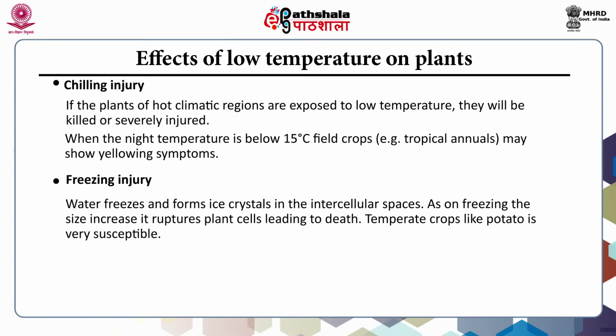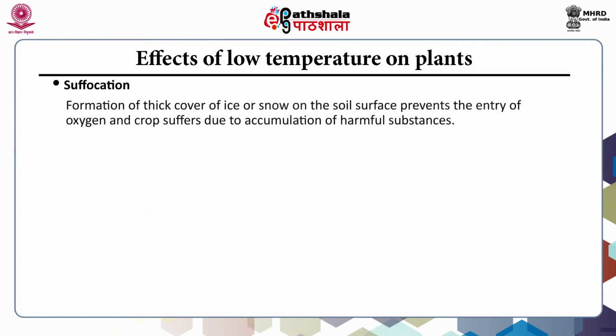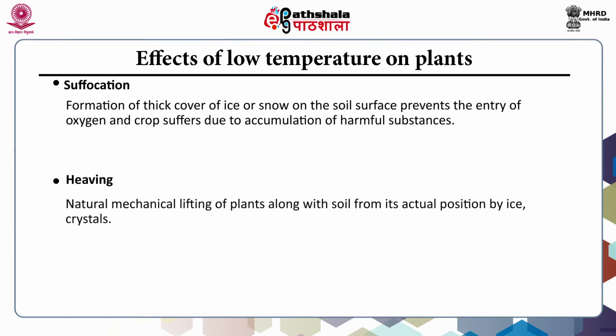The temperate crops like potato are also very susceptible to low temperature. Suffocation: the formation of a thick cover of ice or snow on the soil surface prevents the entry of oxygen and the crop suffers due to the accumulation of harmful substances. Heaving: the natural mechanical lifting of plants along with soil from its actual position by ice crystals is known as heaving.